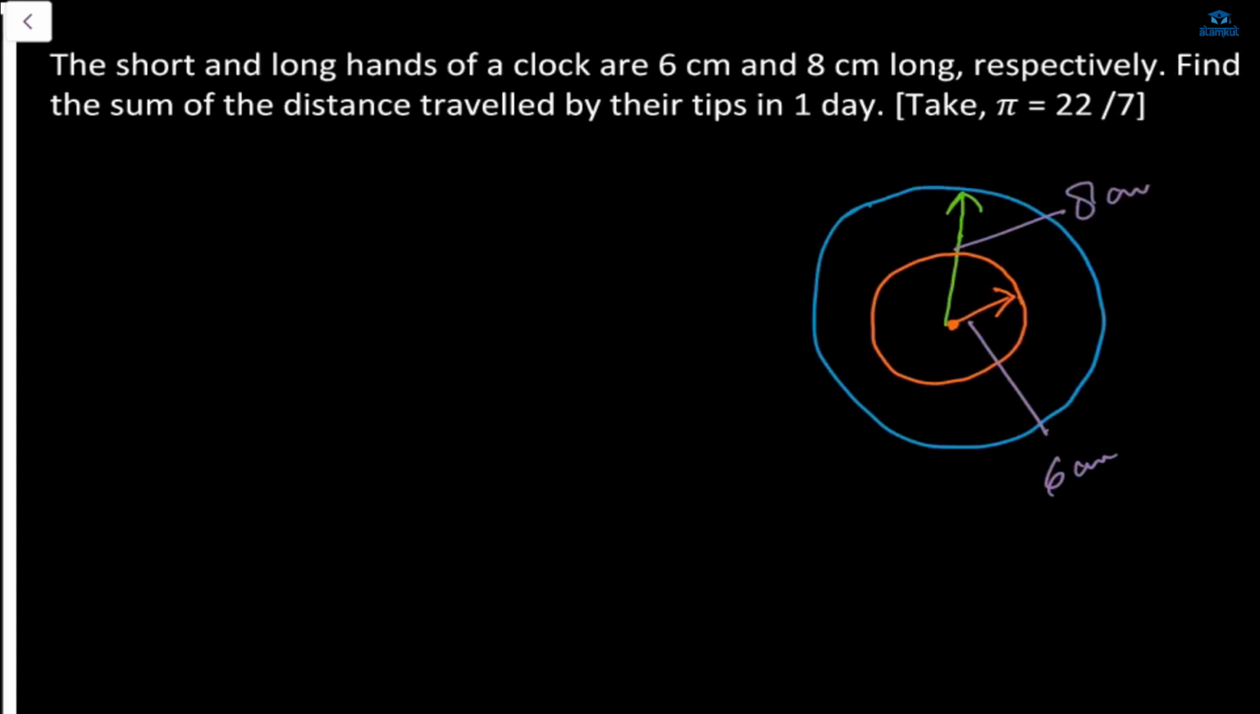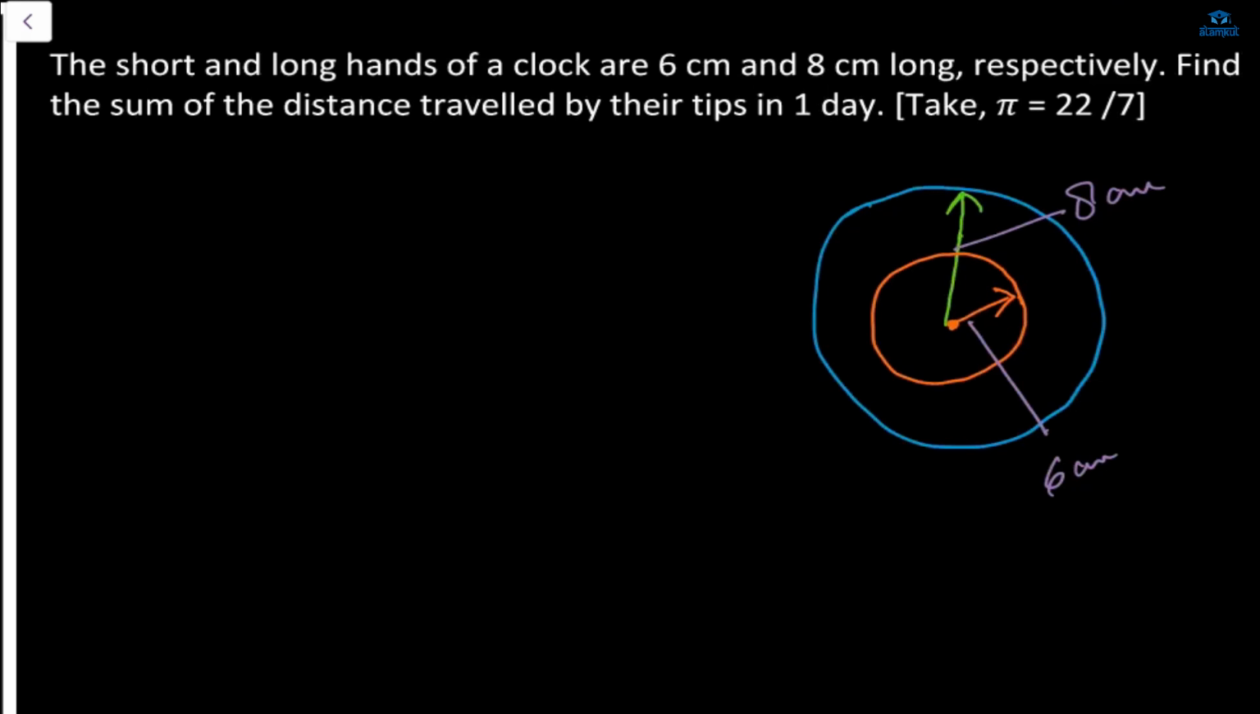Respectively. Find the sum of the distance traveled by the tip in one day. First of all, distance traveled by the tip means the circumference. Now the sum of the distance means you have to find the circumference of the smaller circle, the 6 centimeter radius circle, and the circumference of the bigger circle also. This will be the distance for one revolution.